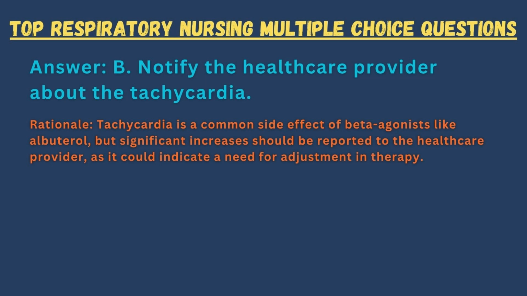Answer. B. Notify the healthcare provider about the tachycardia. Rationale. Tachycardia is a common side effect of beta agonists like albuterol, but significant increases should be reported to the healthcare provider, as it could indicate a need for adjustment in therapy.